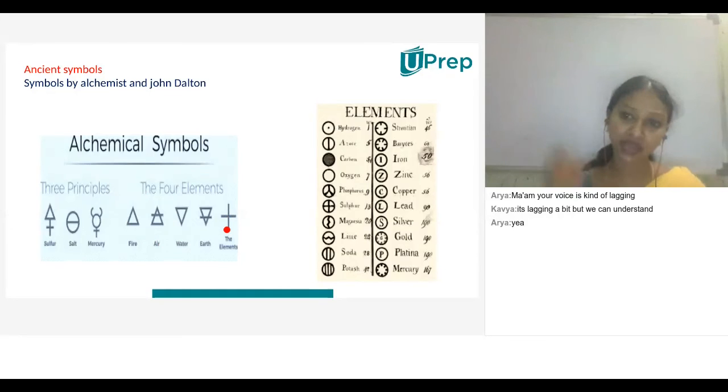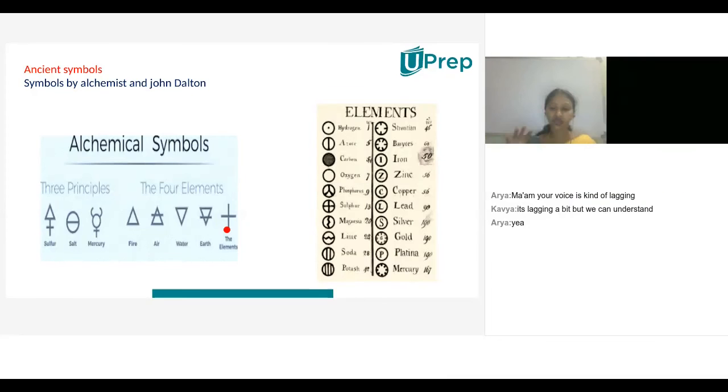For example, if 10 elements were found at that time, then based on the features, if the element is moist in nature, it is considered under water. If it is obtained directly from the earth, it comes under earth.